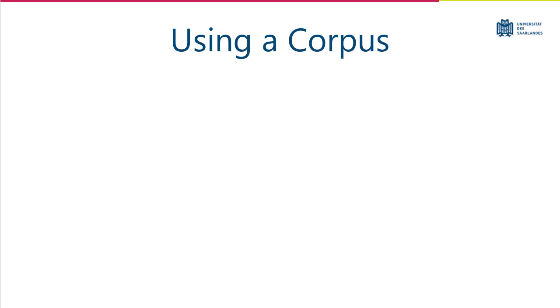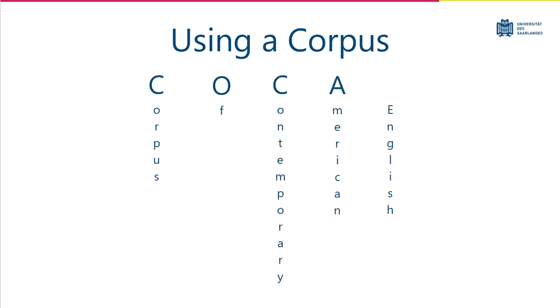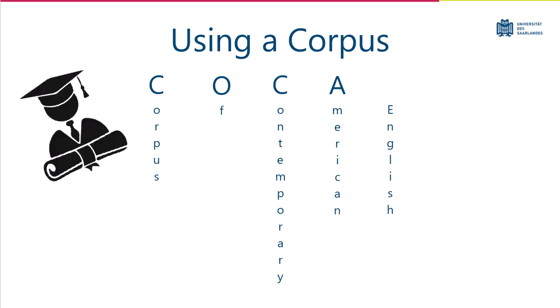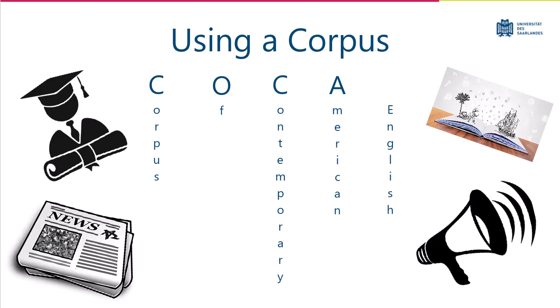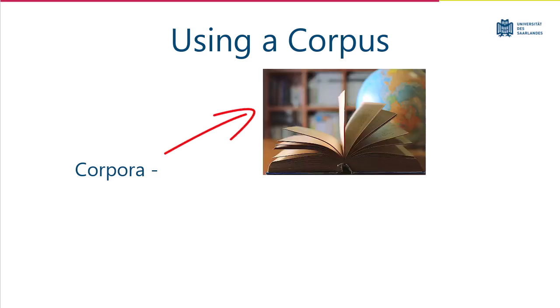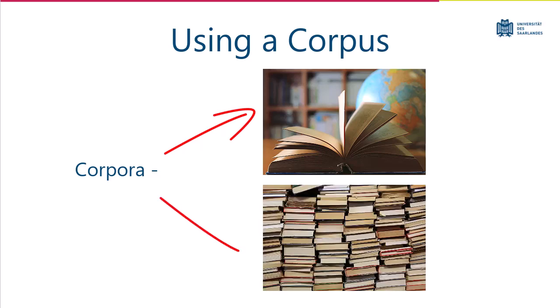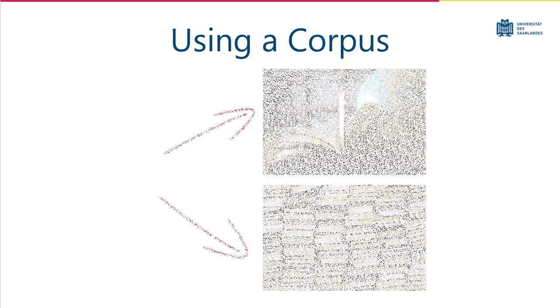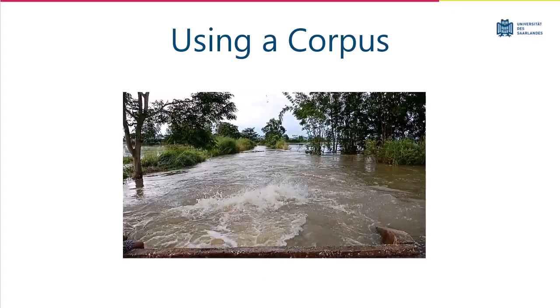In this video, we'll be looking at the COCA, the Corpus of Contemporary American English. It has a collection of approximately 1 billion words from academic, fictional, news-based, and spoken sources. There are plenty of other corpora, the plural of corpus, out there though. They range from very small, like a corpus containing only the words from a single book, to huge, like the COCA. Alright, let's jump right in with some of the basics.